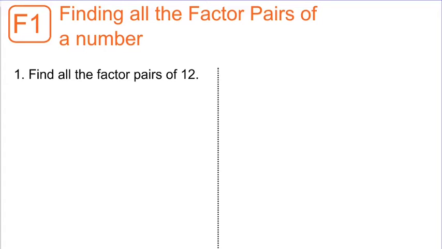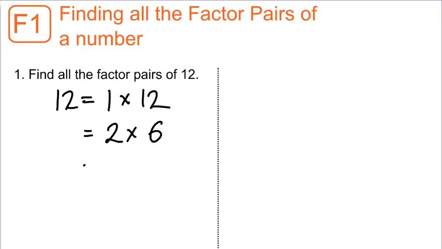Now let's find all the factor pairs of 12. We start by writing 12 equals, and then the factor pair that involves 1. Every number is 1 times itself. Next we write 2, and we ask what can we multiply by 2 to get 12, and the answer is 6. Then we write 3. What can we multiply by 3 to get 12? The answer is 4. Next we write down 4. What can we multiply by 4 to get 12?